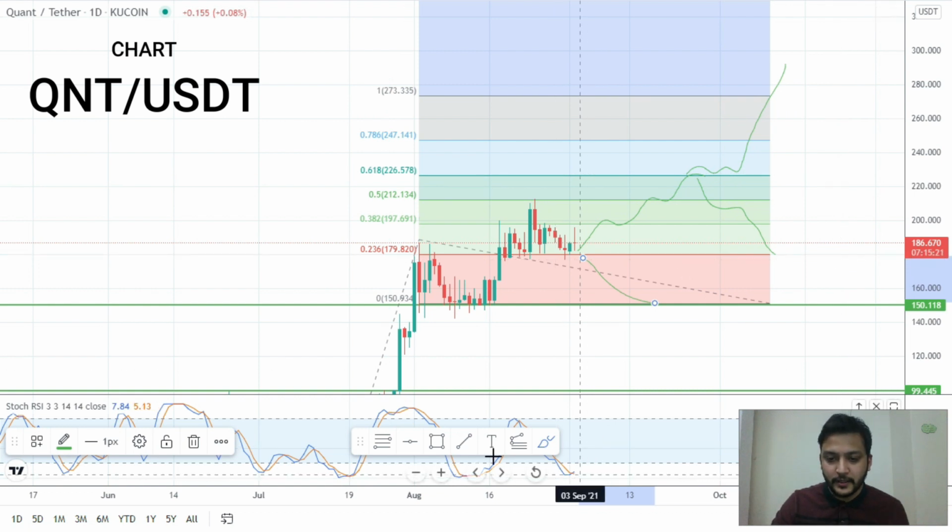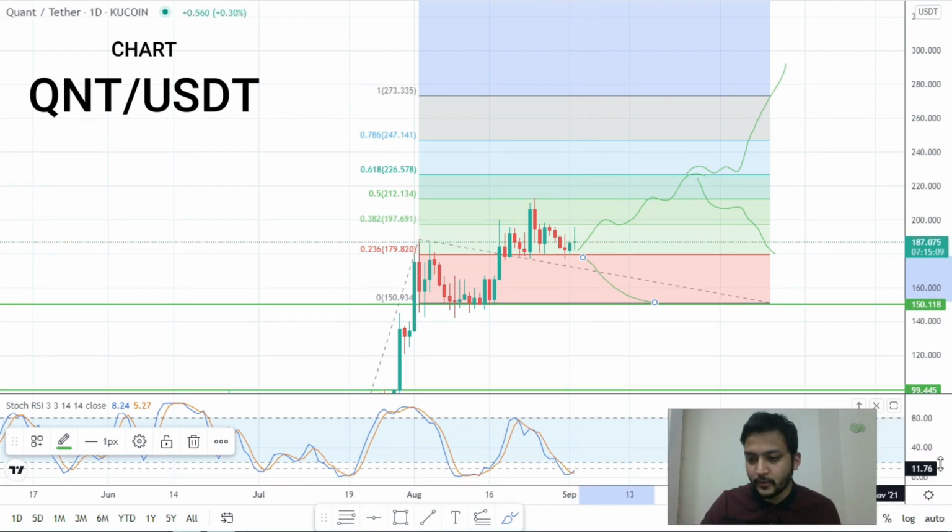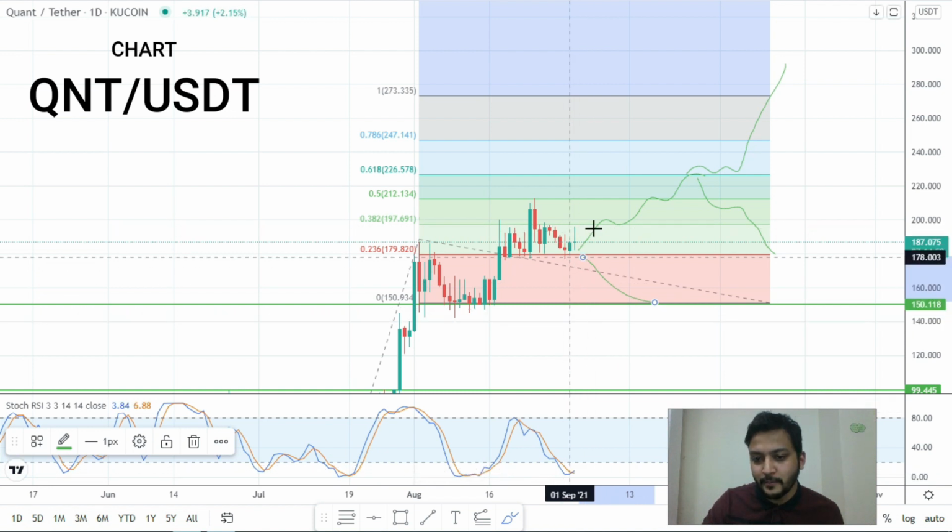Let's look at the supporting stochastic RSI, where it is heading. So as you can see from the stochastic RSI, this is right now in the oversold region. So below 20, let me shift the frame. So below the 20 region, it is in the oversold region. So whenever the stochastic RSI is in the oversold region and it is curving upwards, it is an indication that the price is going to start moving upwards.